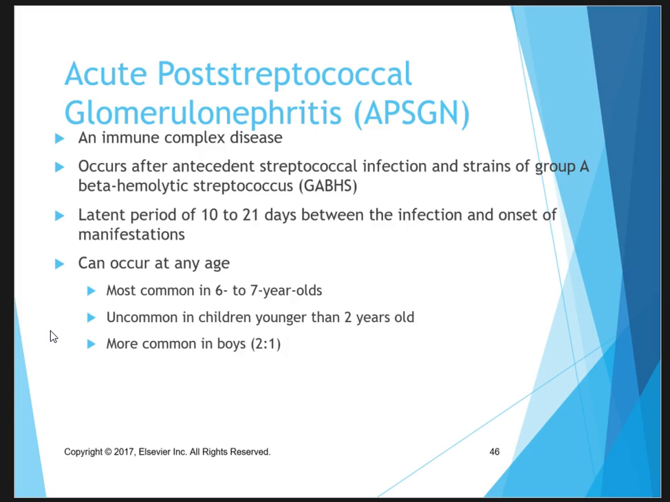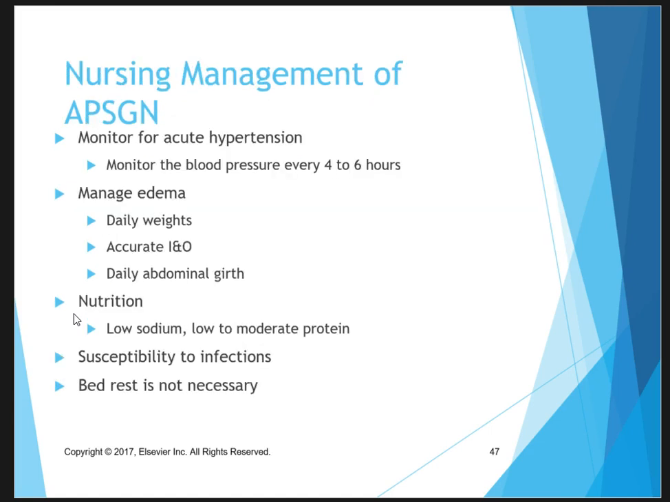This can occur at any age. I've seen it in teenagers and I've seen it in younger kids, but it is most common in 6 to 7. We're not typically going to see it in kids under 2. Why? Because kids under 2 typically don't get group A beta hemolytic strep, right? And it is more common in boys in a 2-to-1 ratio. I don't know why. I've never been told why. I can't find why. It just is.